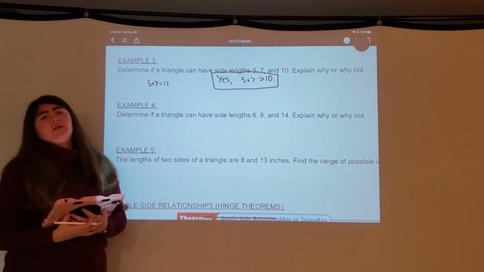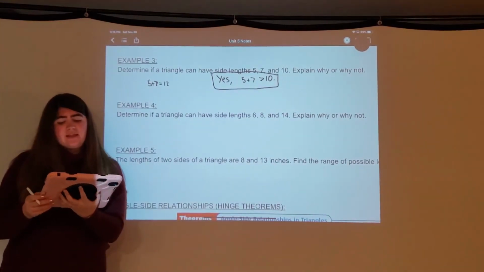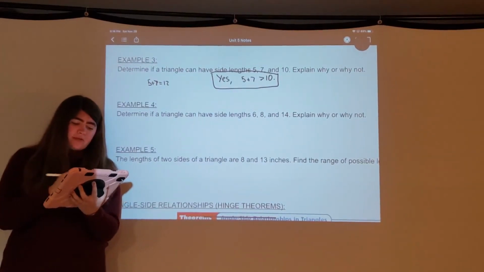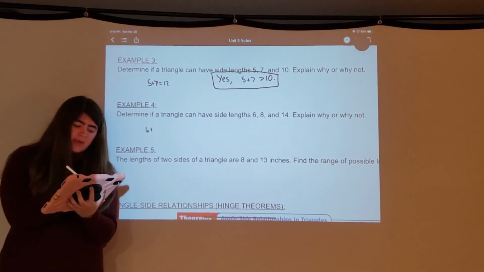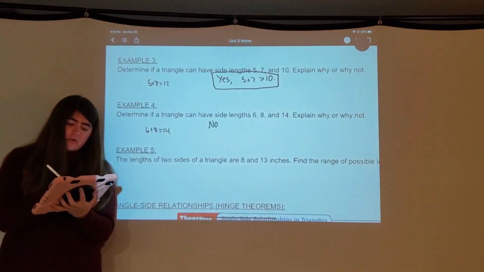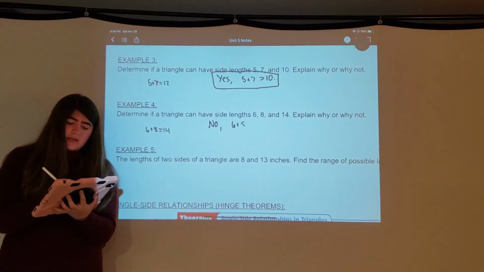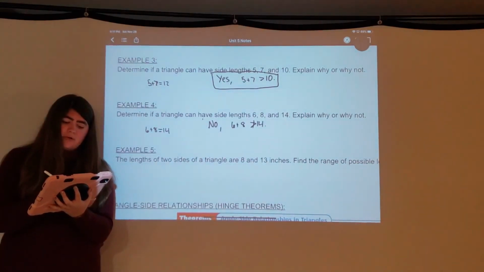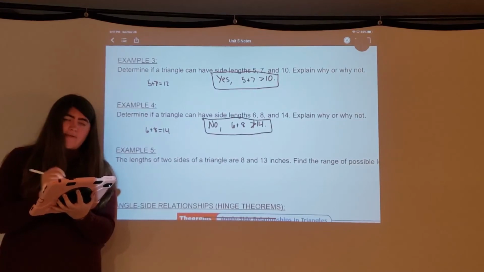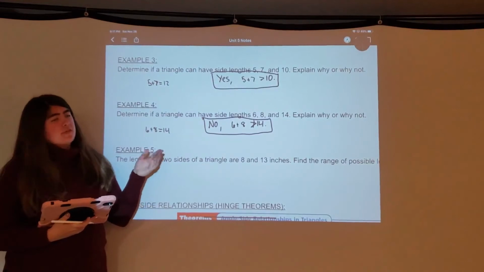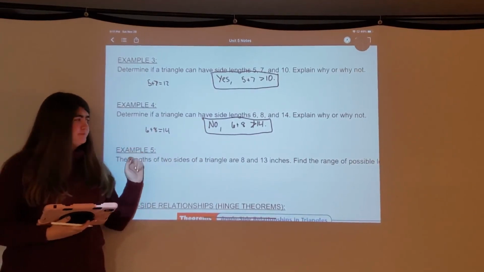Next, example 4. Determine if a triangle can have side lengths 6, 8, and 14. Explain why or why not. So I have 6 plus 8, which is equal to 14. So the answer is no, because 6 plus 8 is not greater than 14. It's equal to 14, but we can't have equal to 14. We can only have greater than 14. So therefore, not a triangle.